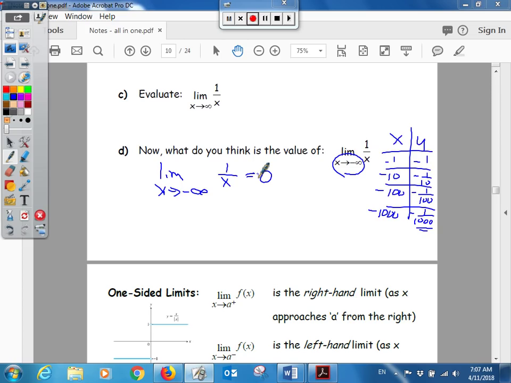And if you think about that graphically, when you graph this function, 1 over x, you have a graph that looks like this, with the horizontal asymptote and a vertical asymptote on your y-axis. As x goes towards positive infinity and towards negative infinity, it's approaching 0 in both situations.